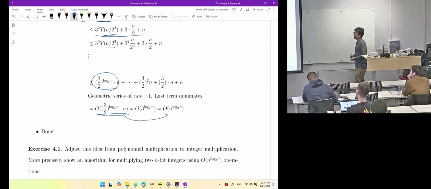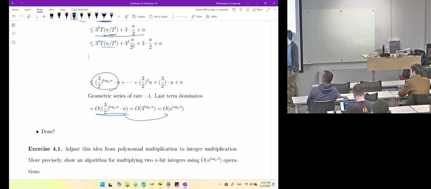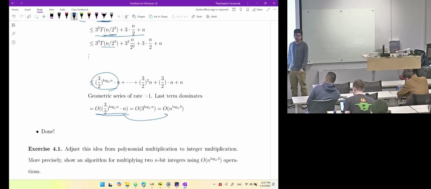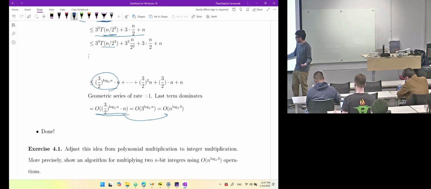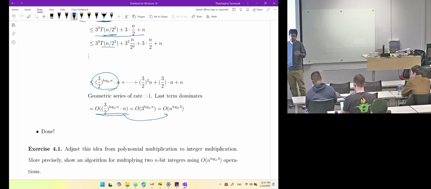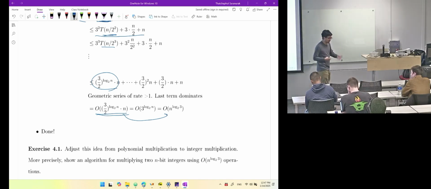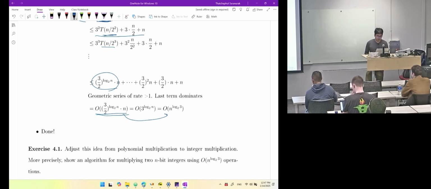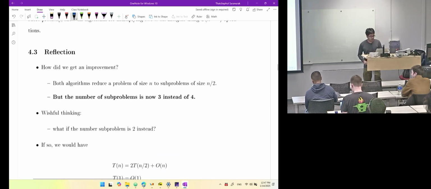So some of you might have seen these kinds of things in a previous class, but if you haven't, then just to make sure that you understand this, you can try to adjust the same idea to a different problem. Let's say integer multiplication. Suppose that you have 2 numbers of n bits and you want to multiply them together. Can you multiply them using just n to the log base 2 of 3 bit operations? It's going to be a very similar algorithm.